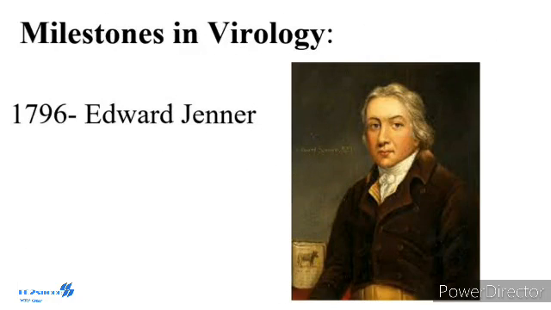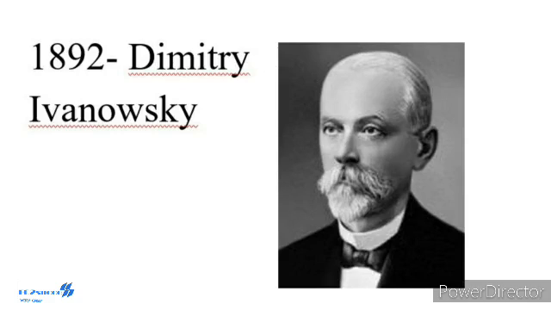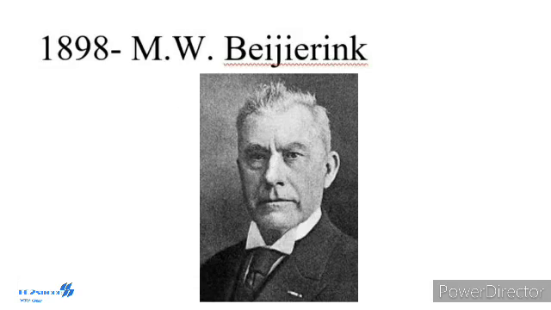Next one, milestones in virology. 1796, Edward Jenner used vaccination for smallpox. 1886, Adolf Mayer demonstrated the infectious nature of tobacco mosaic virus using sap of mosaic leaves. In the year 1892, Dmitry Ivanovsky proved that viruses are smaller than bacteria. 1898, M. W. Beijerinck defined the infectious agent in tobacco leaves as Contagium vivum fluidum.